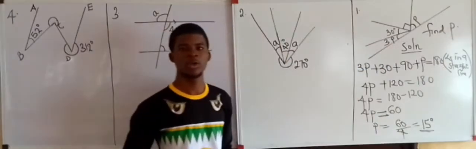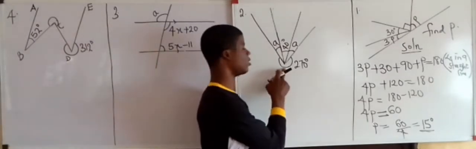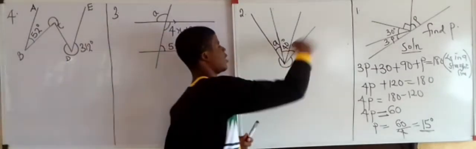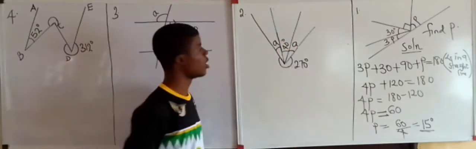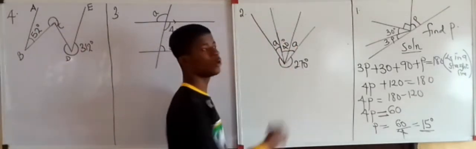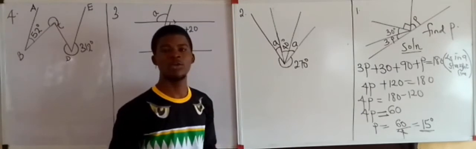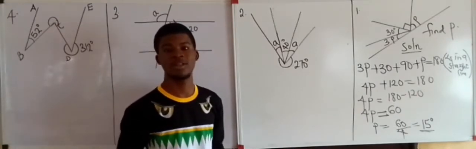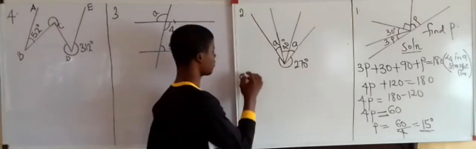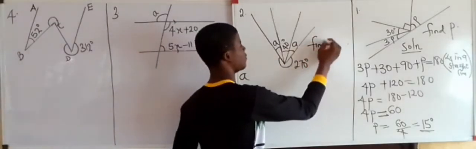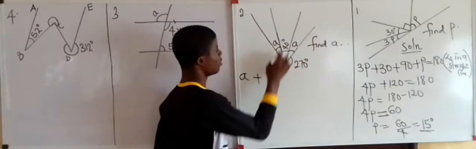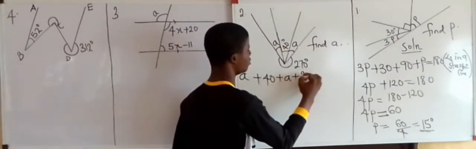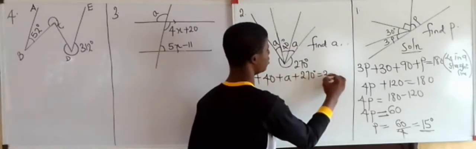Okay, so the second question. This is a point, and from this point these 4 lines are drawn. As a result, 4 angles are formed. So I have angles at a point. You can recall that angles at a point sum to 360 degrees. I'm asked to find A. So A plus 40 plus A plus 270 degrees equal to 360 degrees.